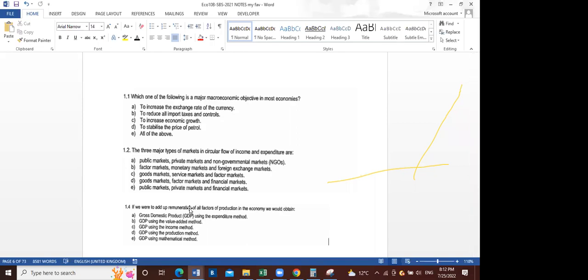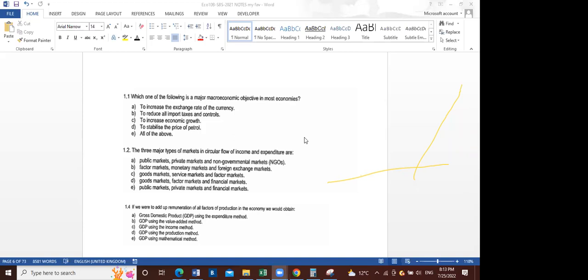All right, then the last one is: if we were to add remuneration of all the factors of production within the economy, we would obtain A, gross domestic product using the expenditure method. B is saying gross domestic product using the value added method. C is saying gross domestic product using the income method. Then D is saying gross domestic product using the production method. D is stating a new method there, a mathematical method that we've not heard of.